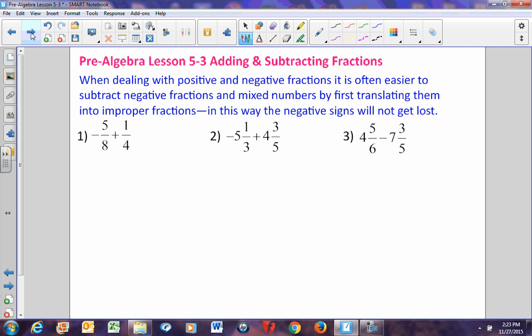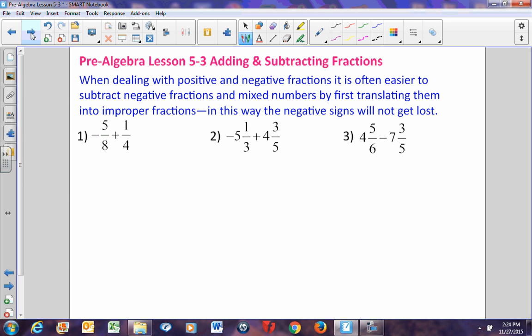When dealing with positive and negative fractions, it's often easier to subtract negative fractions and mixed numbers by first translating them into improper fractions. This way your negative signs won't get lost, or you won't forget to borrow properly from your whole number. A lot of people don't remember to borrow properly from the whole number, and it can get really, really ugly. So when it comes to positive and negative fractions, I have a tendency to make them into improper fractions. It's just easier.